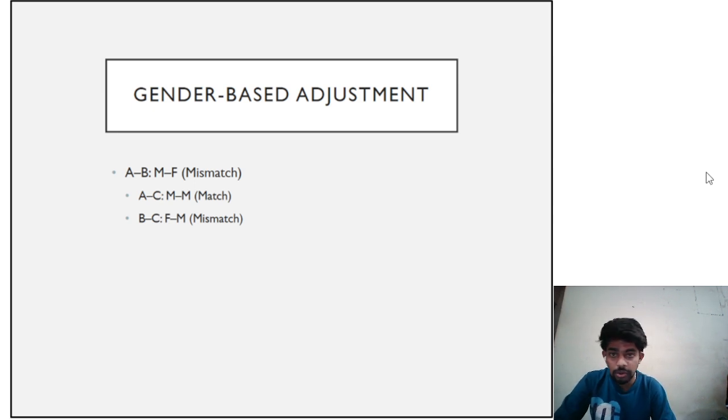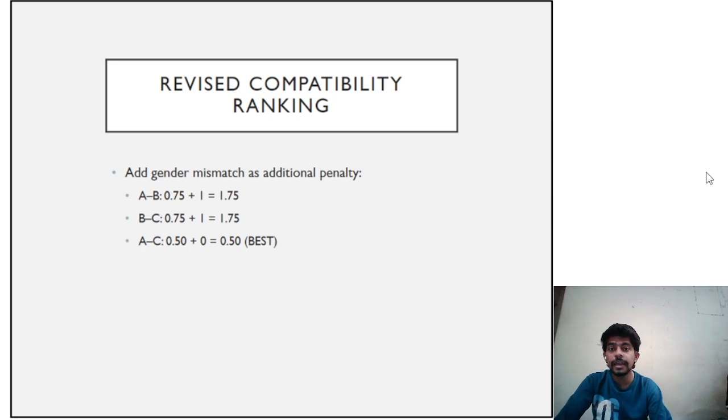So let's also see our revised compatibility rankings. If we add this gender mismatch as one extra mismatch, we get AB as 0.75 plus 1, 1.75, BC 1.75, and AC 0.5. Even after including gender, AC remains the most compatible pair, and the rankings stay consistent. The male-male match between A and C slightly strengthens their compatibility score.